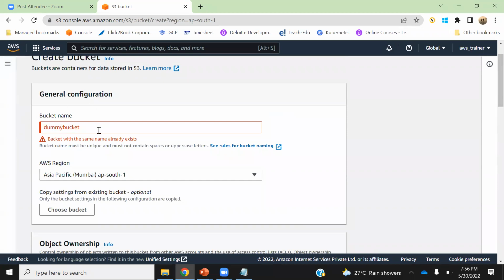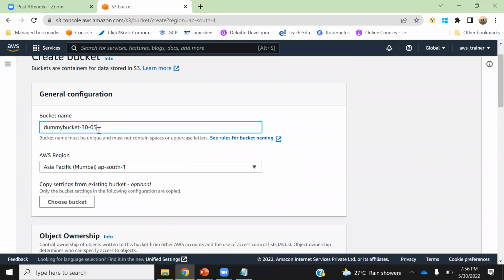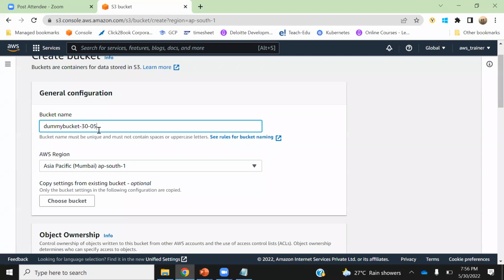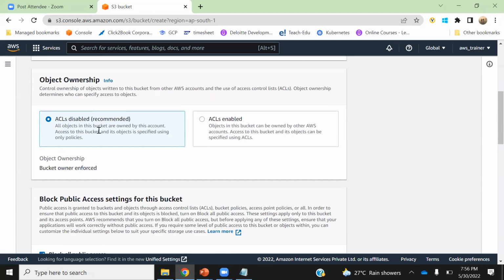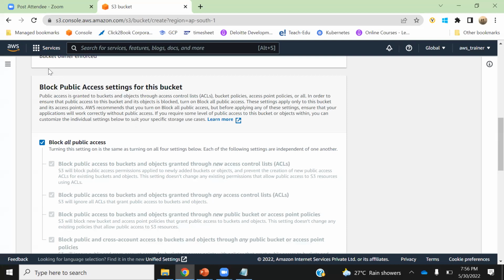This name has already been taken by someone else. So you come here and give this a unique name, 3005. Now, by default, I'll come to this ownership, but by default, the bucket is private in nature. When I say private, it means it will not be accessible from outside AWS. So if you want to access it from outside AWS, you should make it public.